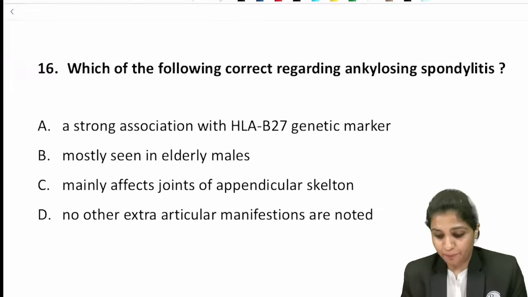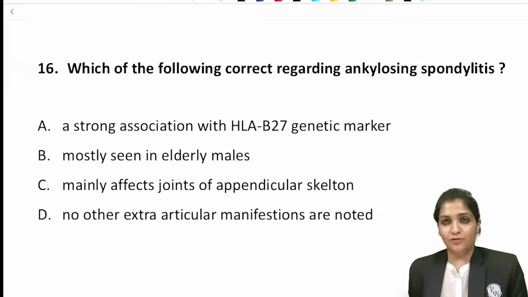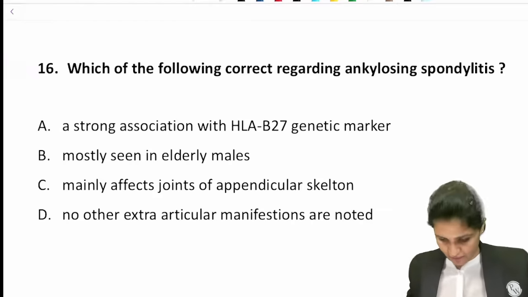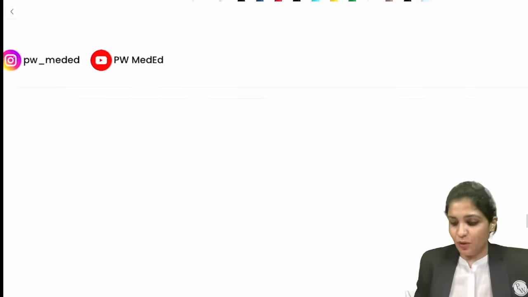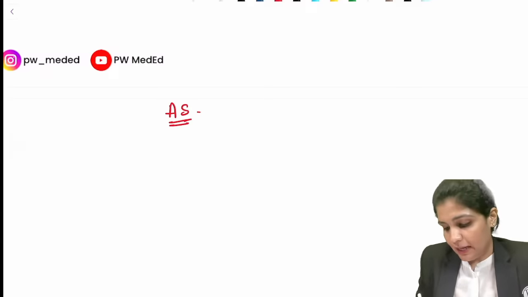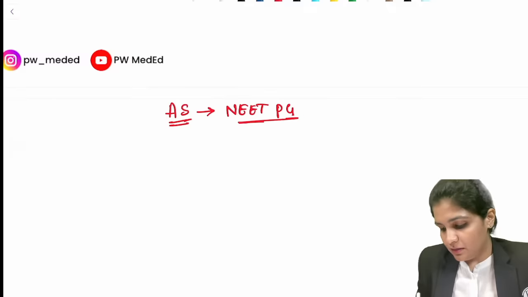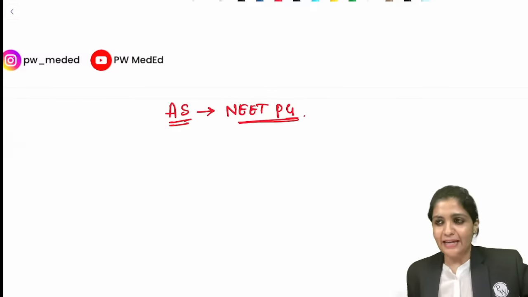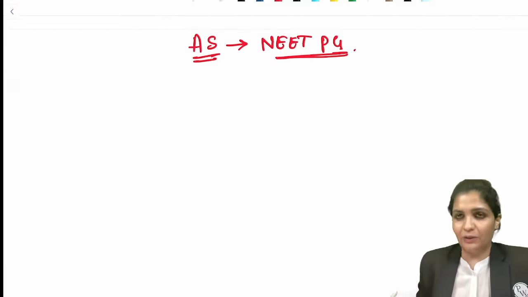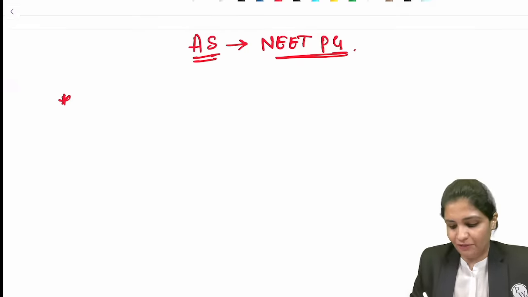Which of the following is correct regarding ankylosing spondylitis? Which one is correct according to you in terms of ankylosing spondylitis? So this is another most important topic with regard to your upcoming NEET PG, right? So hope you are all following the class, and here we are now dealing with ankylosing spondylitis. I will write only a few important points about it so you can have a quick review.